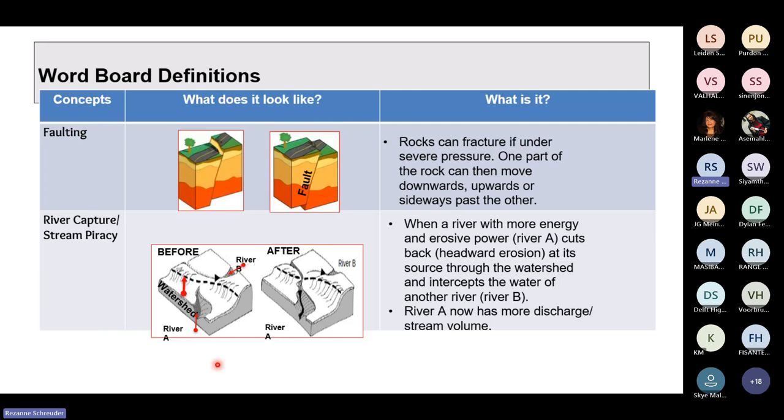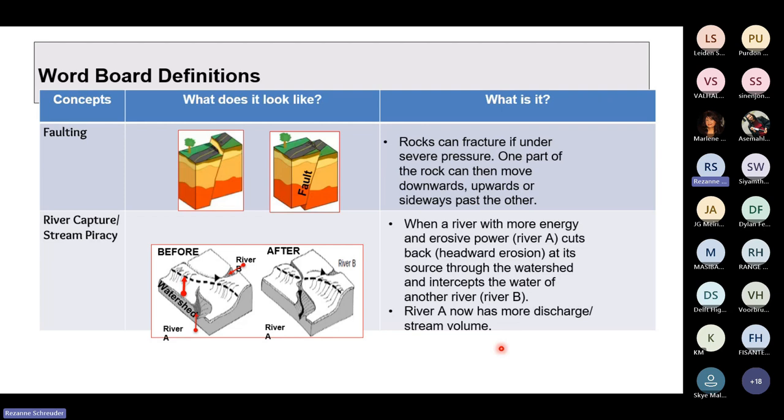So let's have a look at the following. There's River A, and you can see that it's going to cut back. So in the first before and then after, you can see that the gray area over here literally cuts through the dashed line. So River A now has more discharge and stream volume. It took River B's energy and it rejuvenated itself.